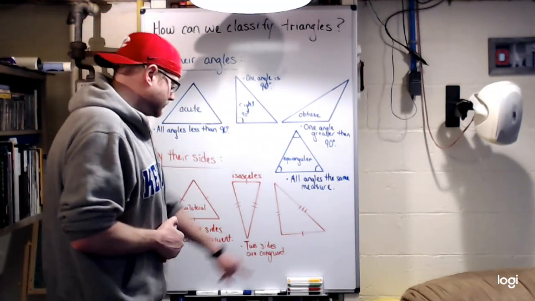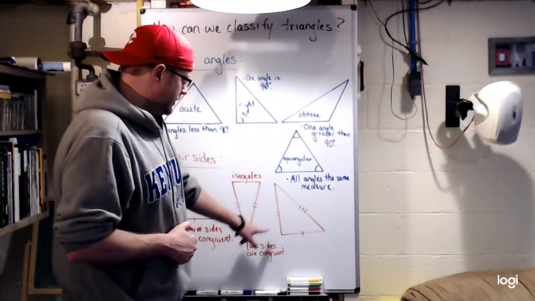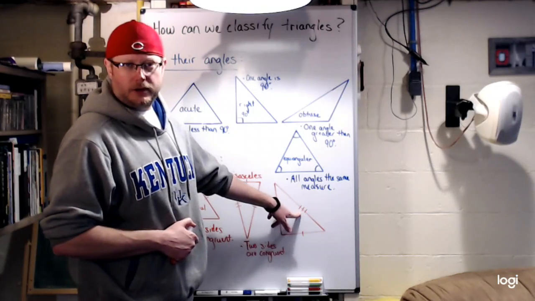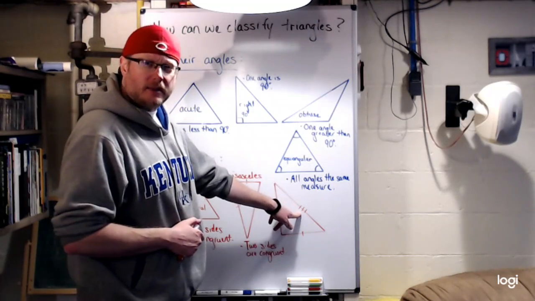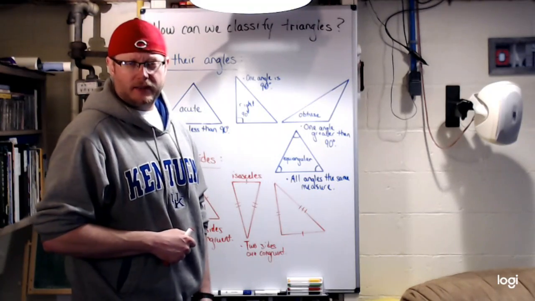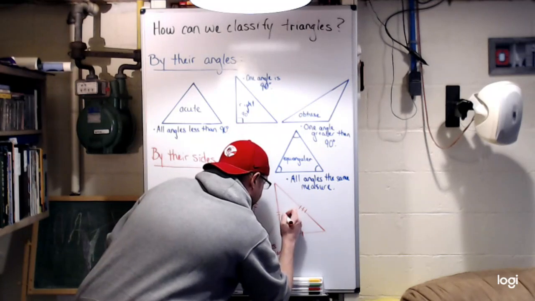All right? The last one here, the last one we're going to talk about. This one has a single hash mark down here, two over here, and three over here. So it has been indicated that all three sides are different measures. And in that case, we call that scalene. So this one is a scalene triangle.